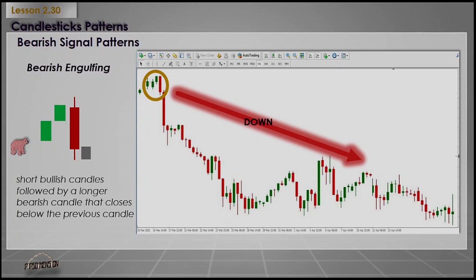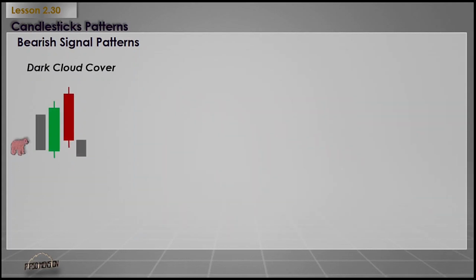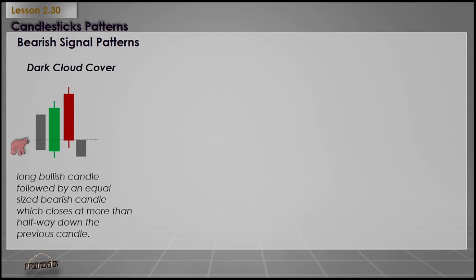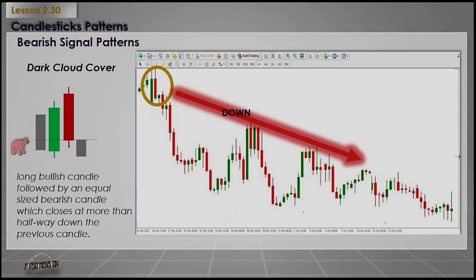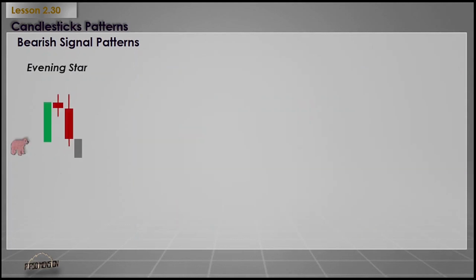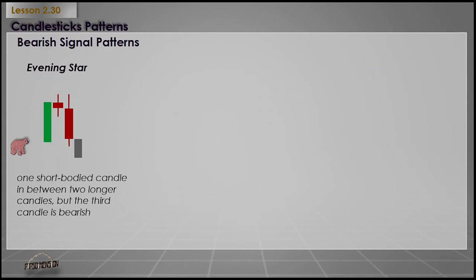Dark cloud cover. That's the opposite of the piercing line in the bullish candlestick patterns. With dark cloud cover, there is a long bullish candle followed by an equal sized bearish candle which closes more than halfway down the previous candle. This pattern indicates a stronger pullback by the bears as the price drops lower than the average of the previous price.